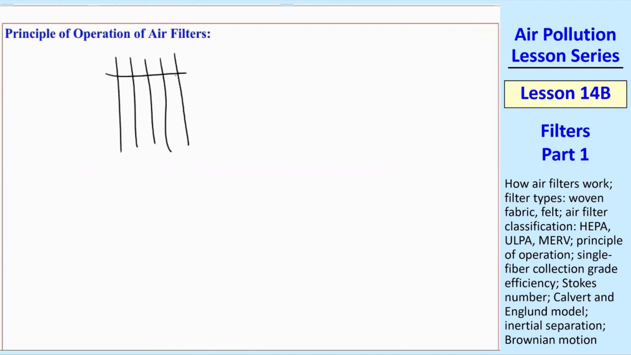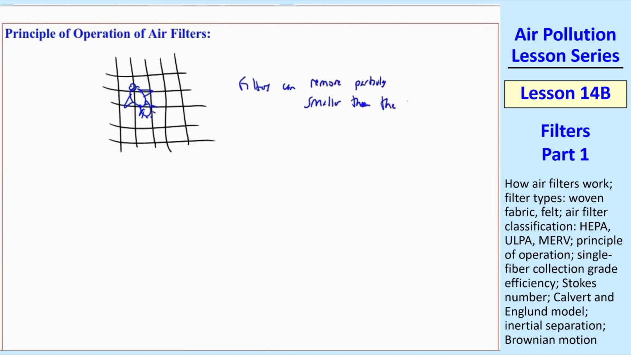You take a filter like a window screen, and then here's a bug, and the bug is too big to fit through the hole, so it blocks the bug from coming in. That's how people think filters work. And they do work that way for big particles. But it turns out that filters can remove particles smaller than the opening.